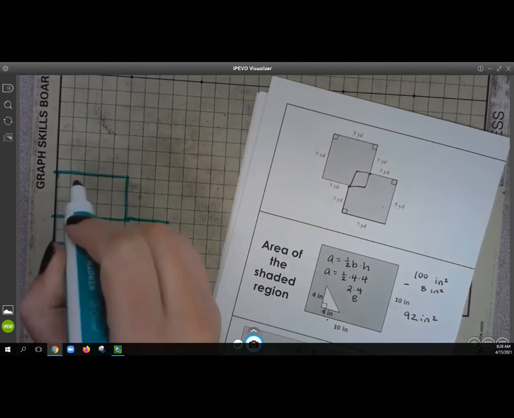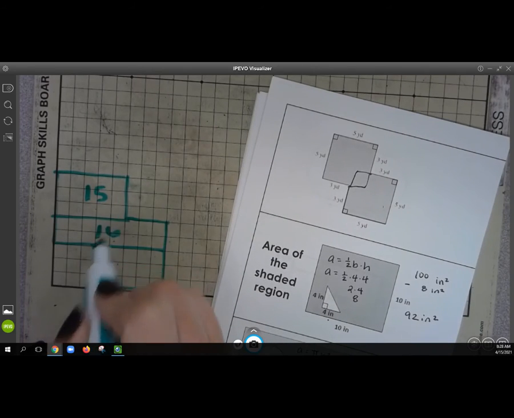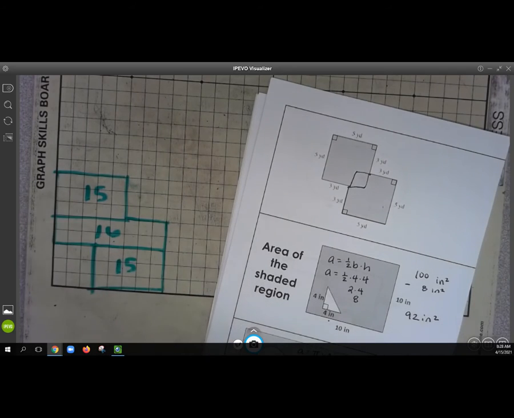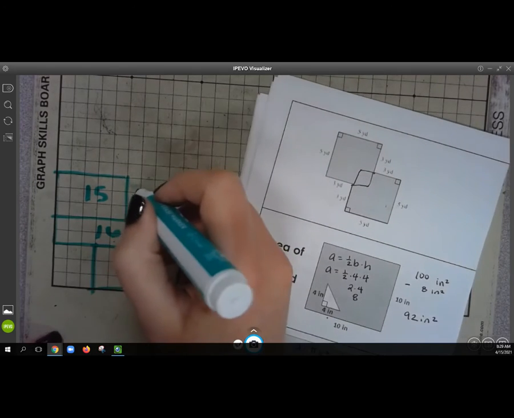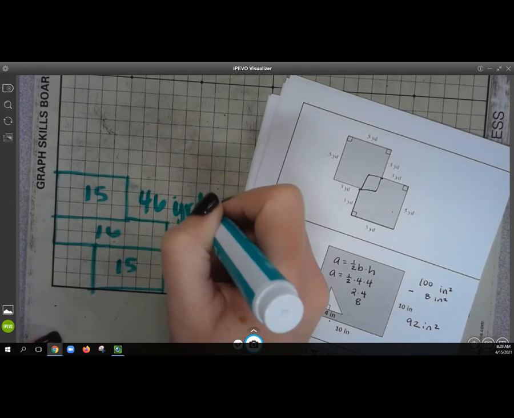I've got 3 by 5 and I get 15. 2 by 8 gets me 16. And 3 by 5 gets me 15 again, so I can add them all together and get 46 square yards.